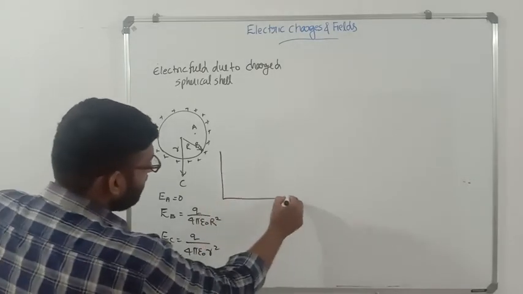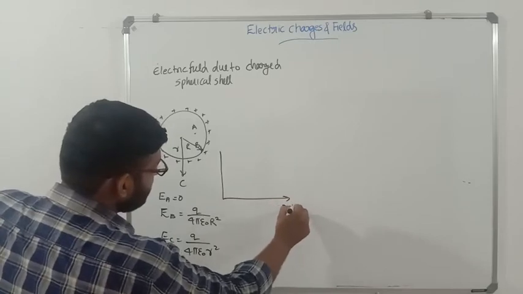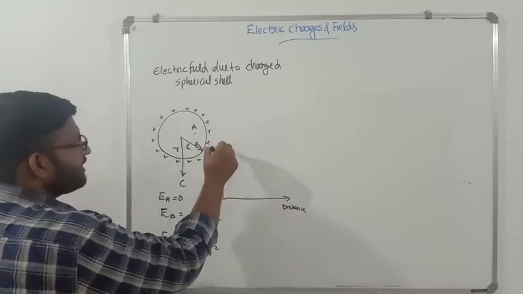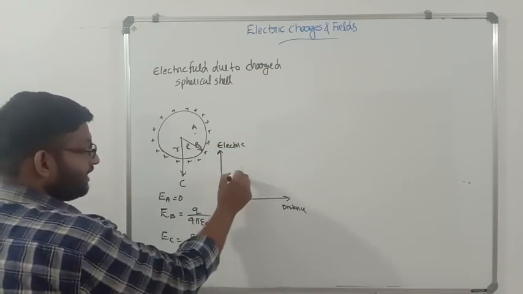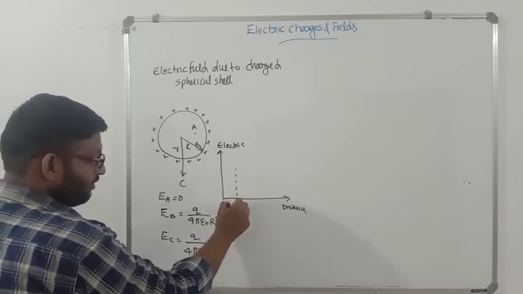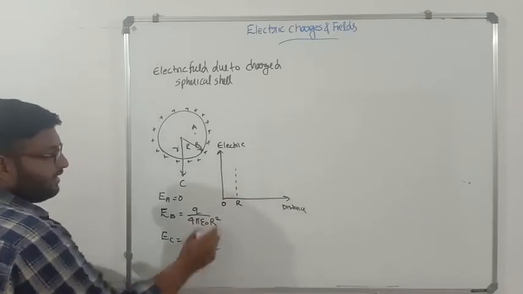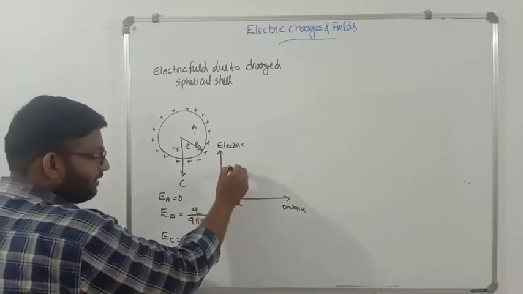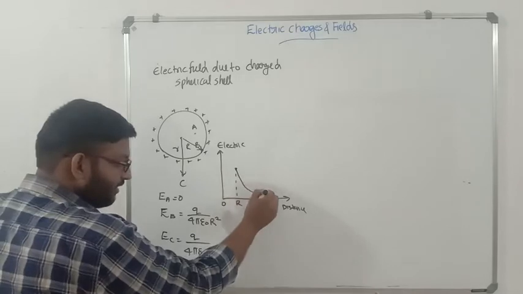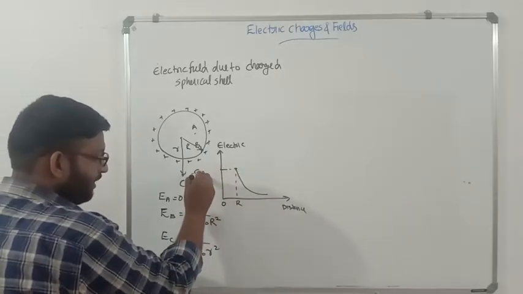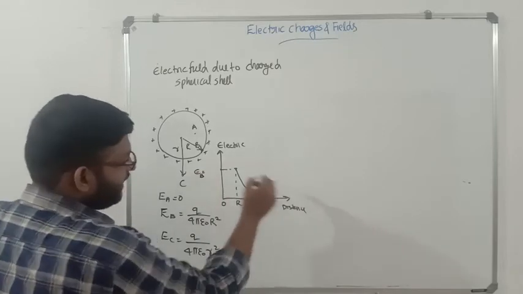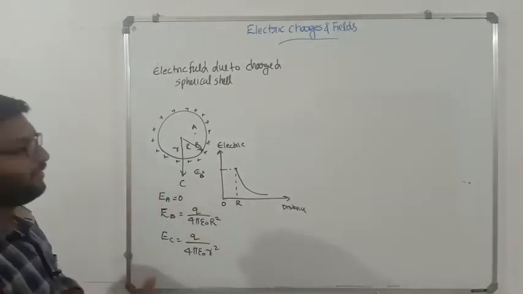If you draw a graph between distance covered as well as electric field, your graph is something like this. At 0 to r you cannot measure any field. After that at r you can have a maximum field, thereafter field reduces. Guys, this is equal to EB. This is the graph we can work out.